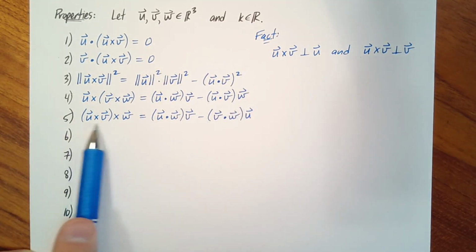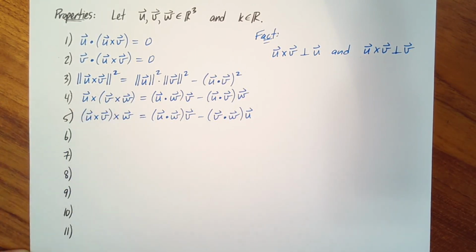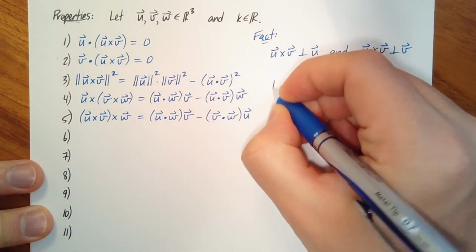So what that means is that this cross product here and this cross product here are different. So if you want to take the cross product of three different vectors, you have to specify which ones you want to take the cross product of first. You can't just simply assume that they're going to be the same. That's what properties 4 and 5 are really saying. So in general, let me summarize that here.